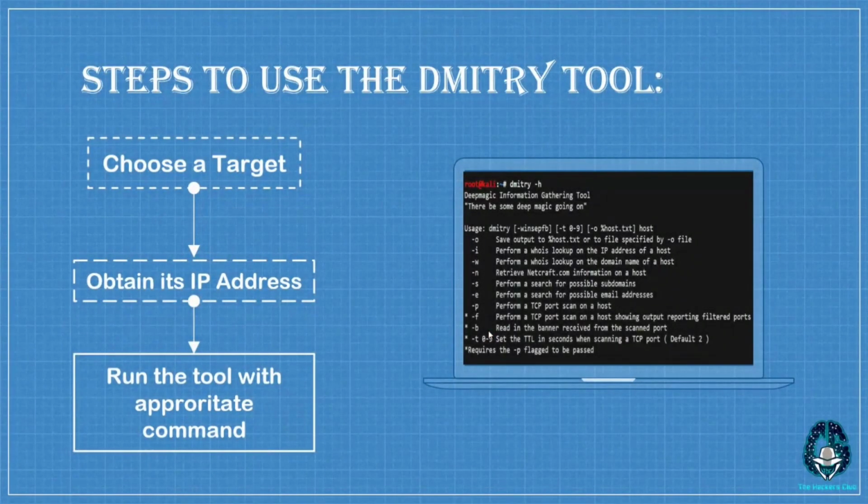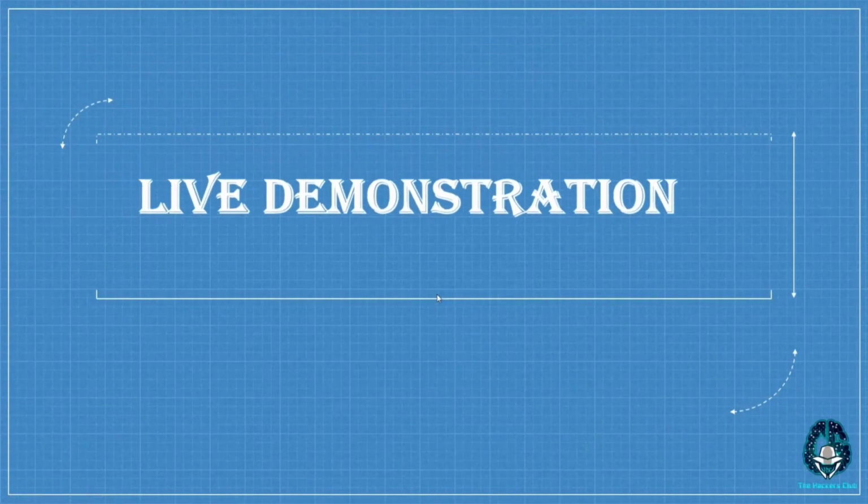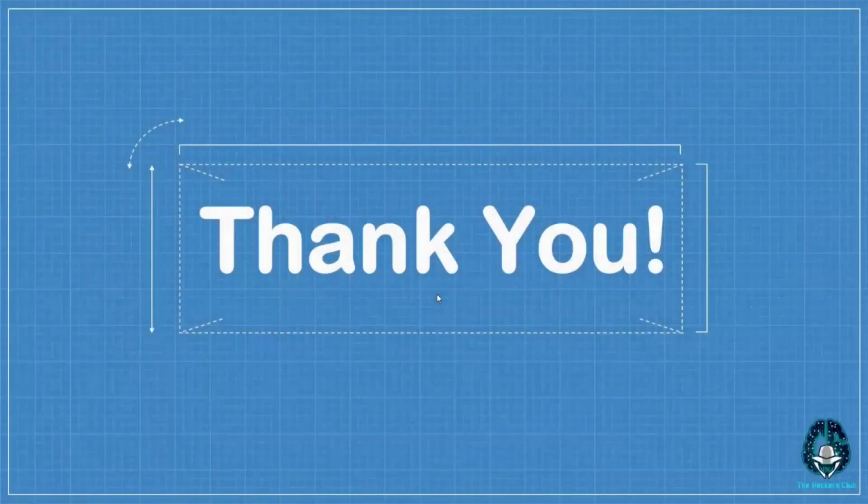It's actually pretty easy to use. Firstly, choose a target and then obtain its IP address, or domain name is fine too. And then pick the flag. There are actually different types of flags in Dmitry, which are displayed here on the right side. And then run the tool with the appropriate flag. Then let's go to the live demonstration.